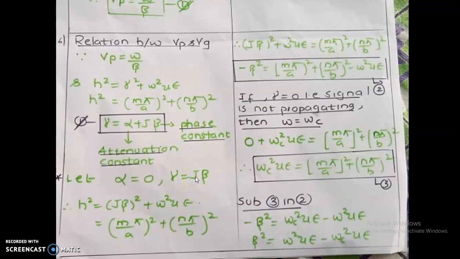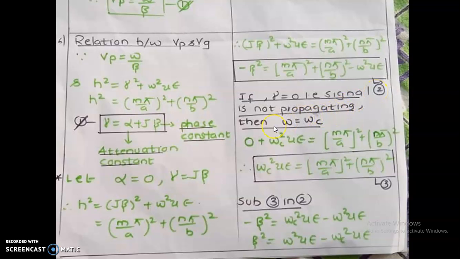Now this gamma is substituted over here. Once gamma is substituted, we get j beta whole square plus omega square mu epsilon. Now we equate this to the other equation. Once you equate, you get minus beta square because of this j term. We are going to treat this as equation number 2.